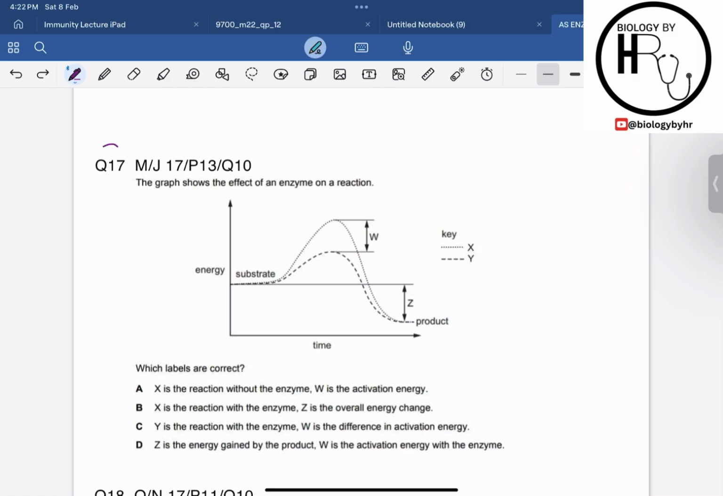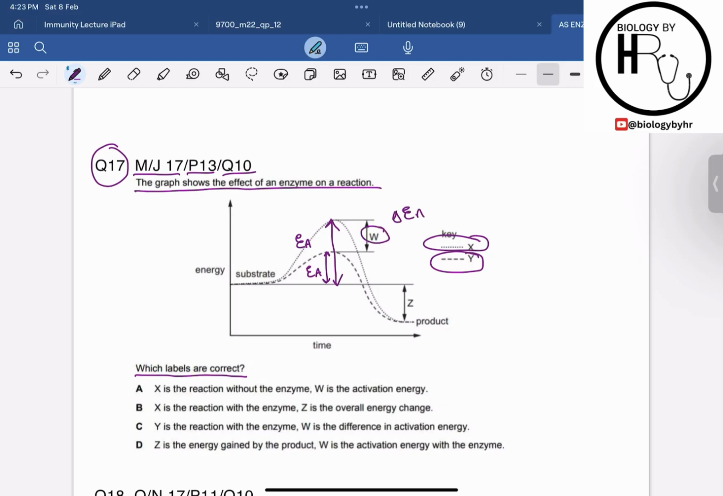Alright, so now let's move on to question 17, which is from May-June 2017, paper 1-3, question 10. It says that the graph shows the effect of an enzyme on a reaction. Which labels are correct? Alright, so basically let's see what these labels are telling us. Now from the substrate to the peak, we have the activation energy, right? It is the activation energy. Now there are two graphs shown, so the activation energy for the Y graph is less and the activation energy for the X graph is more, right? And the W is basically representing the change in the activation energy.